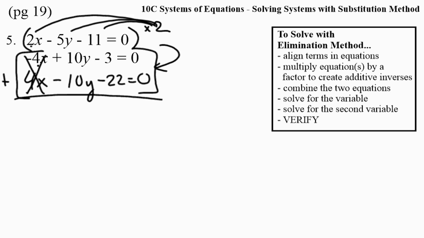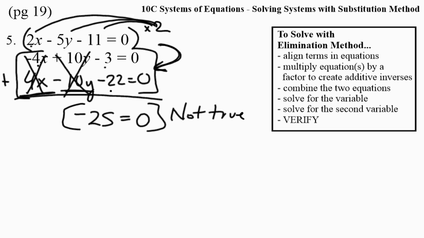Negative 4x, positive 4x, eliminates. Perfect. Positive 10y, negative 10y, eliminates. Not so perfect. Negative 3 and negative 22, negative 25 equals 0. All of our variables disappeared. What does that tell us? Well, the math that we did is correct, but this isn't true.